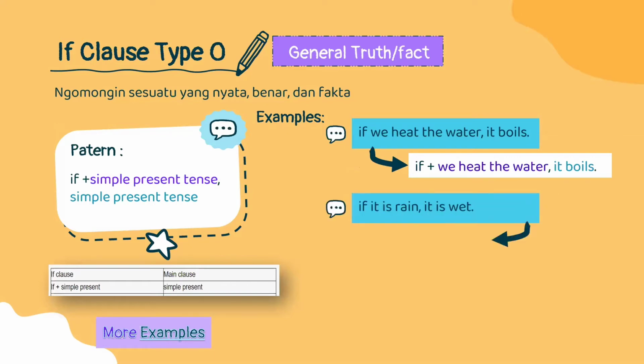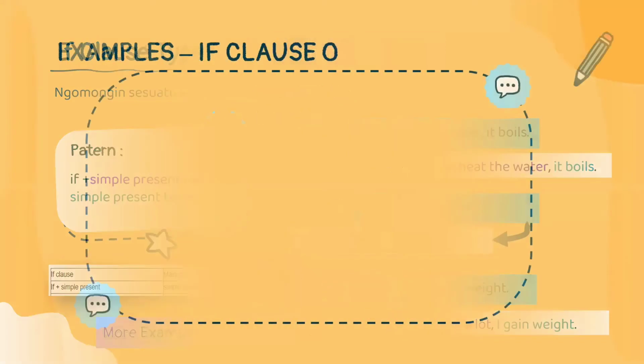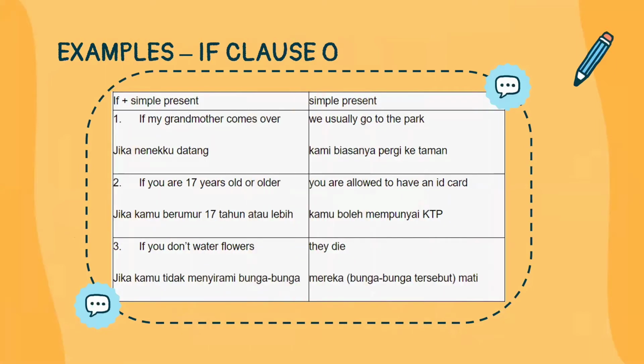Okay, example, if it rains, it is wet. If plus it rains is simple present tense, and it is wet simple present tense. Okay, if I eat a lot, I gain weight. If plus I eat a lot, simple present tense, I gain weight, simple present tense. Okay, more example. If my grandmother comes over, we usually go to the park.